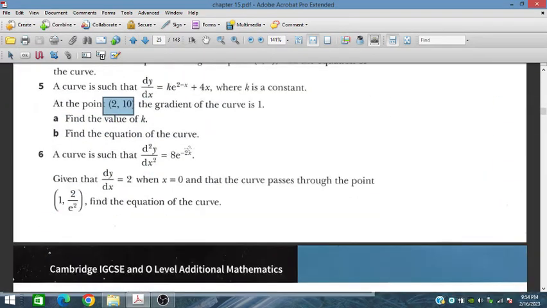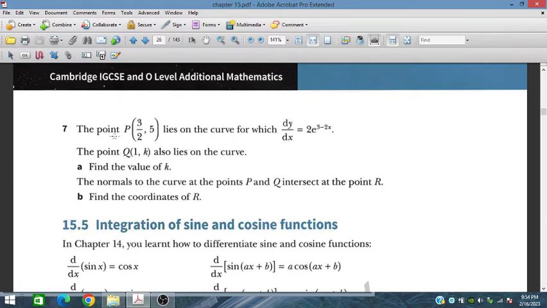Now let's solve question number 7. The point P (3/2, 5) lies on the curve for which dy/dx is equal to 2e^(3 - 2x). So dy/dx is this, and the point (1, k) also lies on the curve. Find the value of k.